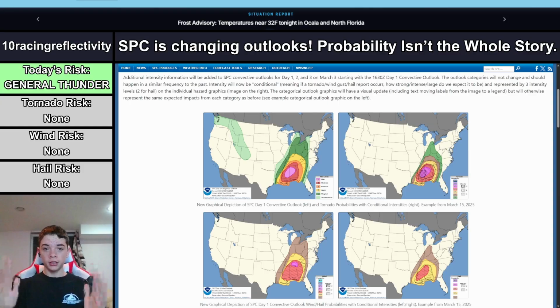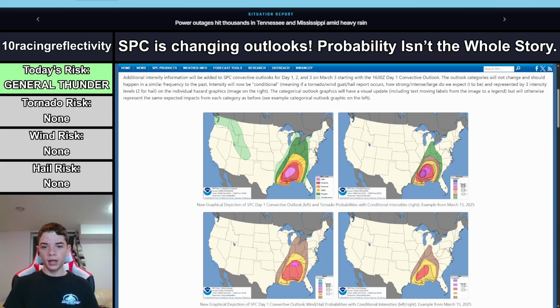Intensity will now be conditional, meaning if a tornado, wind gust, or hail report occurs, how strong, intense, or large do we expect it to be? This is represented by 3 intensity levels, with only 2 for hail, on the individual hazard graphics, which are shown below the text there.